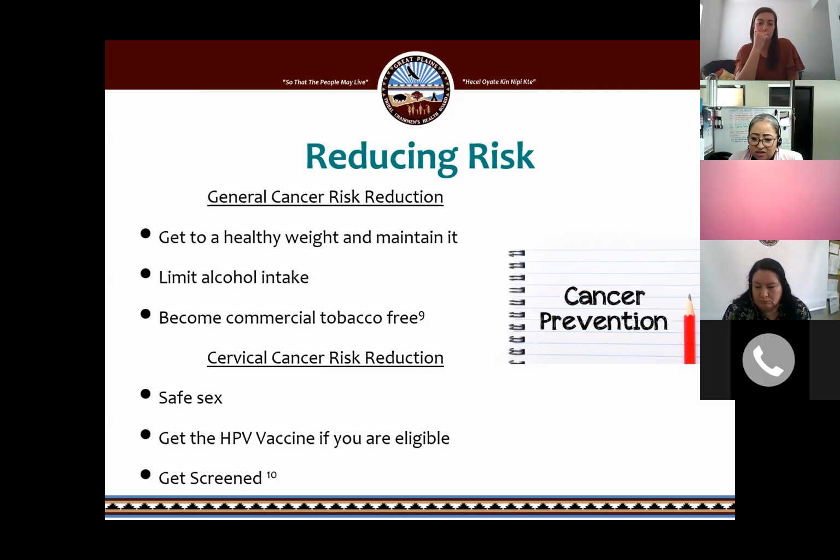If individuals are sexually active, they should ensure that they are practicing safe sex. This not only reduces their risk of contracting cancer-associated HPV, but also reduces the risk of contracting HPVs that can cause genital warts as well as other STDs. The best way to reduce your risk is to get screened. This means women should get a Pap and HPV test as recommended.